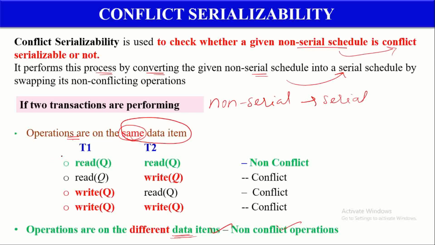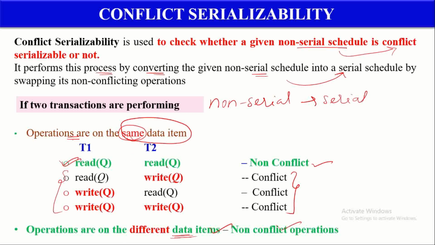Okay, so when more than one transaction is doing a read operation on the same data item, those are non-conflict. Okay, n number of transactions may perform read operations on the same data item because that will not violate the consistency property. Then if any one of the transactions is doing a write operation on the same data item, that is in conflict with the other operations done by the transactions.